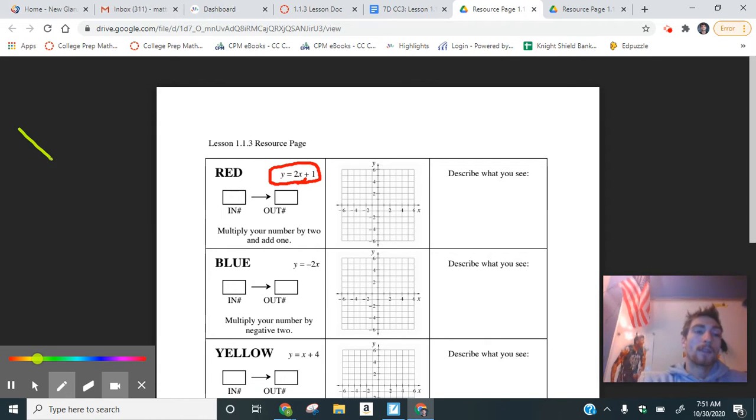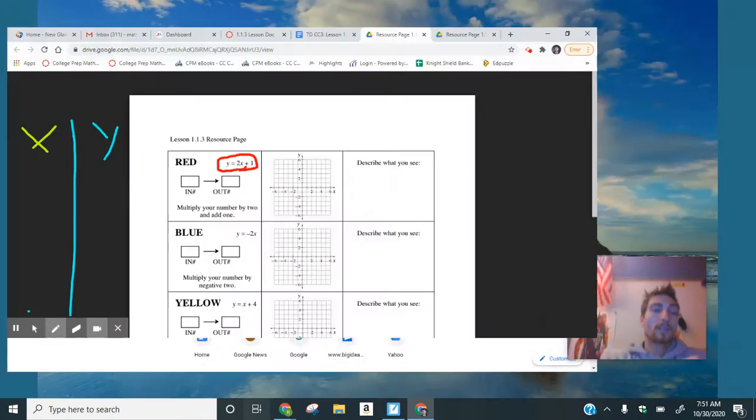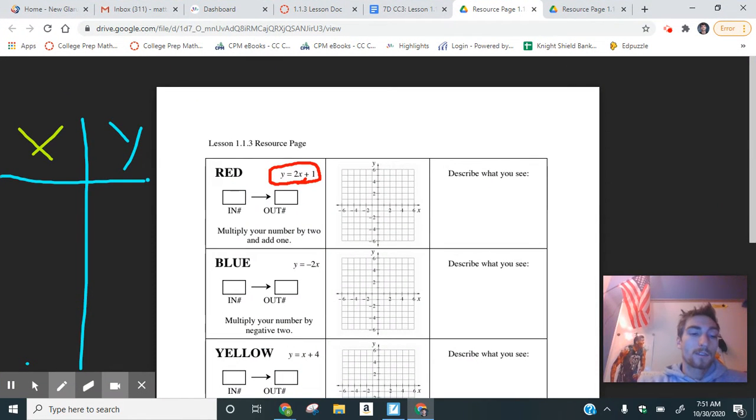And so we're going to have our x, and we're going to have our y, in other words, our input and our output. Alright, so here let's start with x values of 2, 1, 0, -1, and -2. Alright, so let's start off with 2 here.